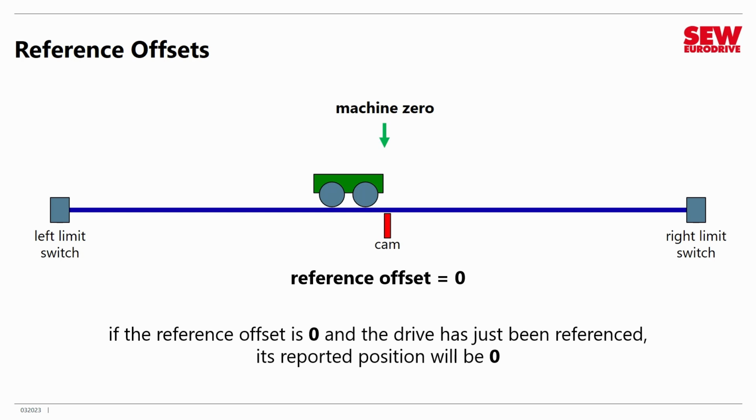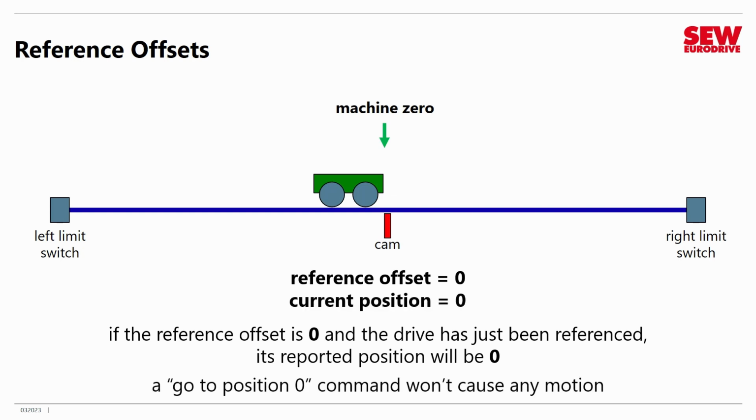In other words, reference offset is 0. If we set the reference offset to 0 and we have just referenced the drive and then we ask it what its position is, it will say, I'm at 0. No big surprise. And if I say, go to position 0, the drive won't move. It'll just say, I'm already at 0, so there's no reason to move.